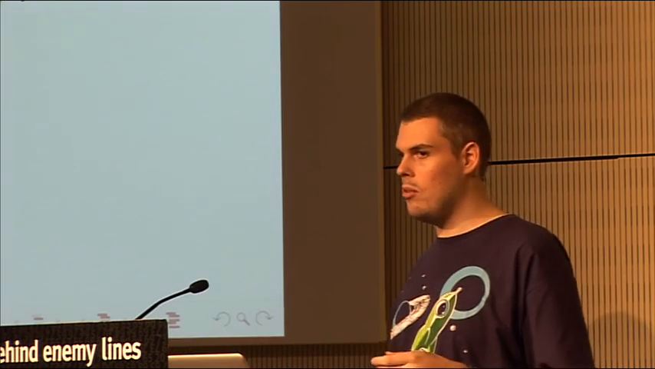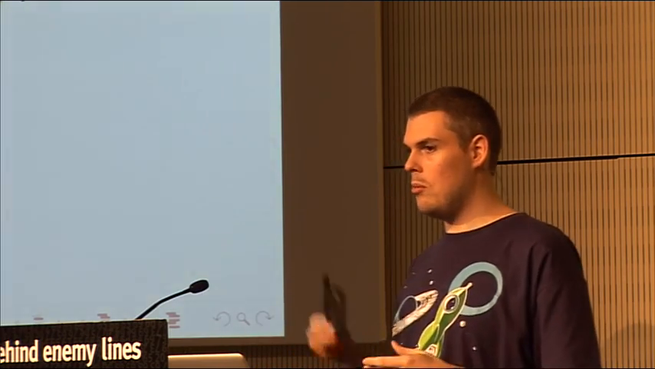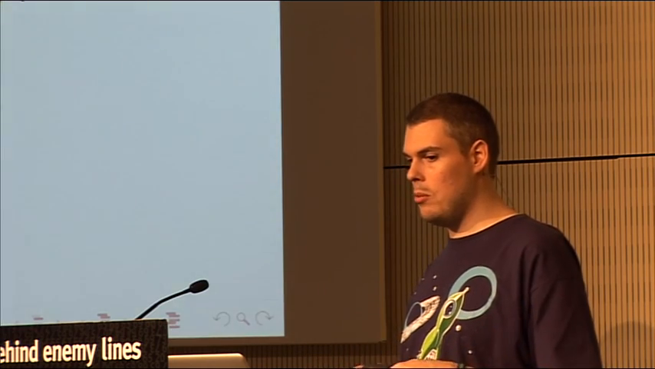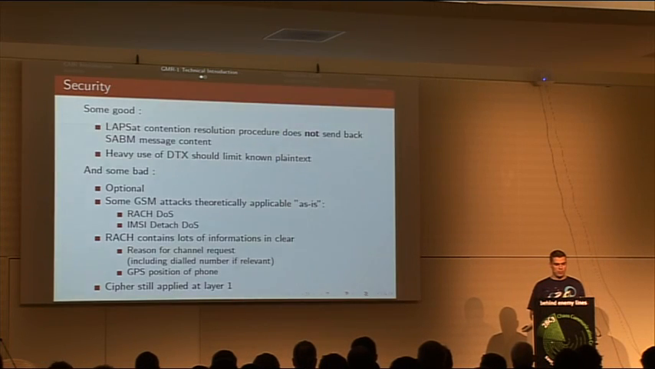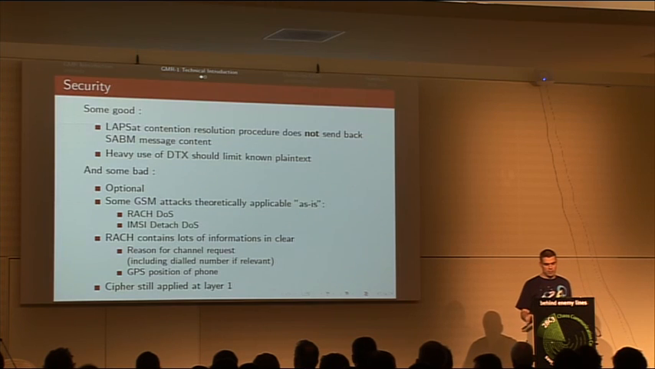Something else that's pretty bad is that the phone transmits lots of private information in the FCCH. When you take your phone and try to place a call or power it on or do any kind of transaction, the first thing it needs to do is establish a dedicated channel between the phone and the satellite. To do that, it transmits what's called a request access burst in the FCCH. And this burst actually contains lots of information in clear text because there's no way to cipher it yet.